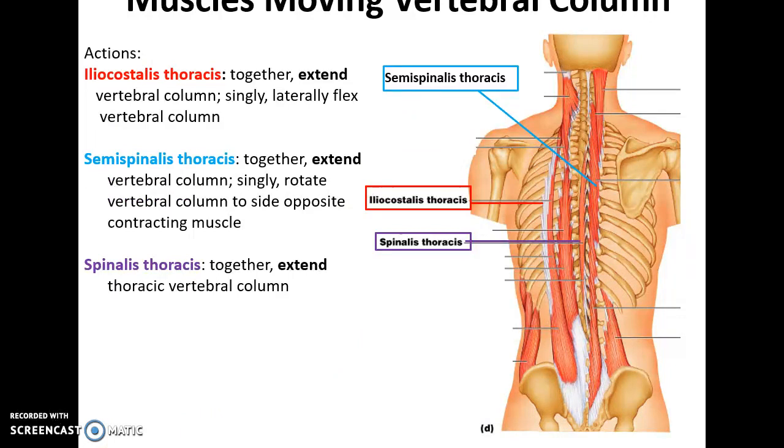The iliocostalis thoracis muscles together will extend the vertebral column, allowing you to raise up from a bowing position, or singly allow you to laterally flex the vertebral column to lean over to one side or the other. Semispinalis thoracis muscles together will extend the vertebral column. Singly, they will help to rotate the vertebral column to the side opposite the contracting muscles. And then the spinalis thoracis muscles together will help you to extend the thoracic vertebral column. And that's it for that one.